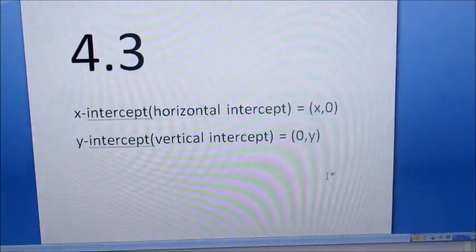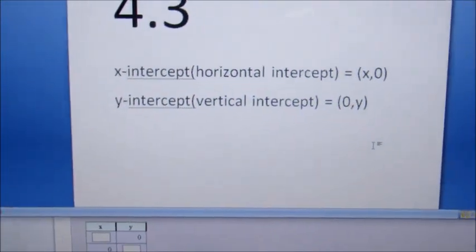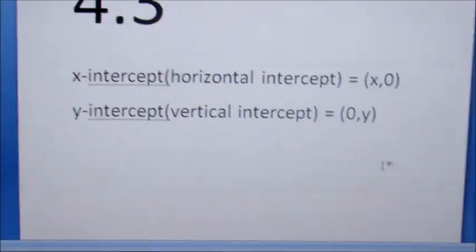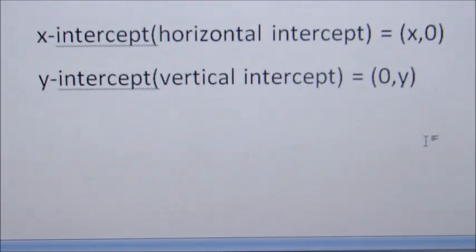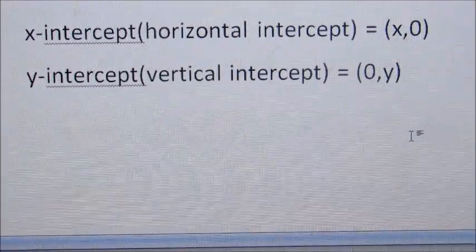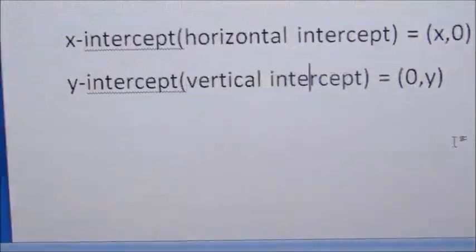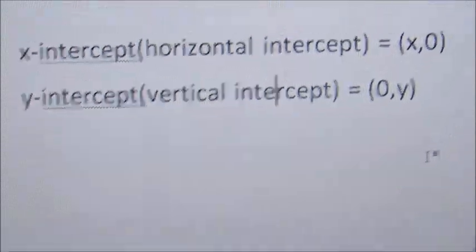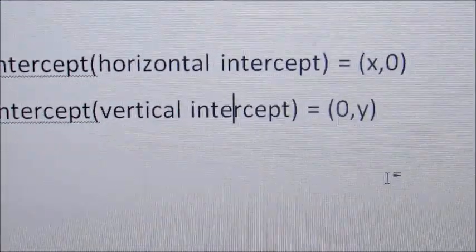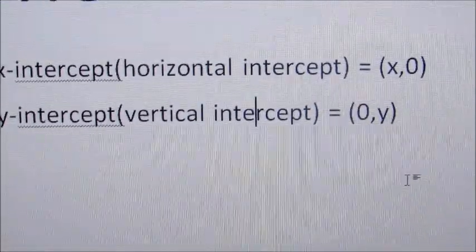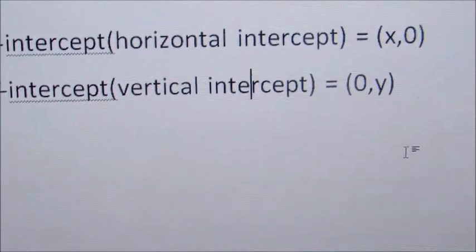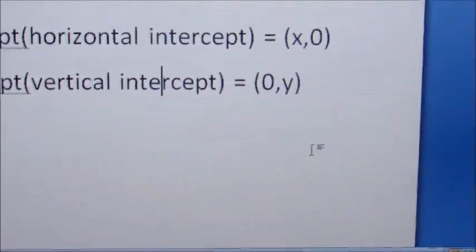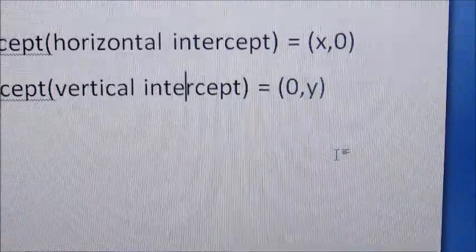In 4.3, we're talking about intercepts. So the two types of intercepts that we have are the x-intercept, which is sometimes called the horizontal intercept, and the y-intercept, which is sometimes called the vertical intercept. The x-intercept is going to be on the x-axis. It's where y equals 0, and it's always going to be in the form x comma 0.